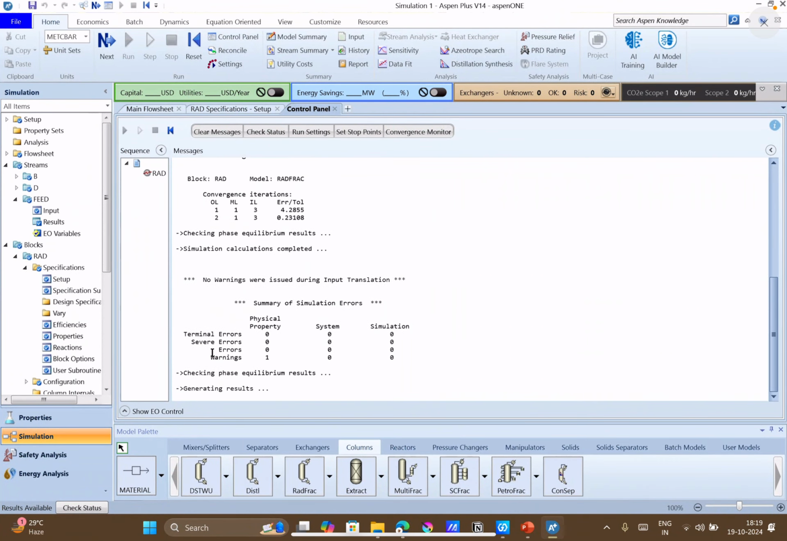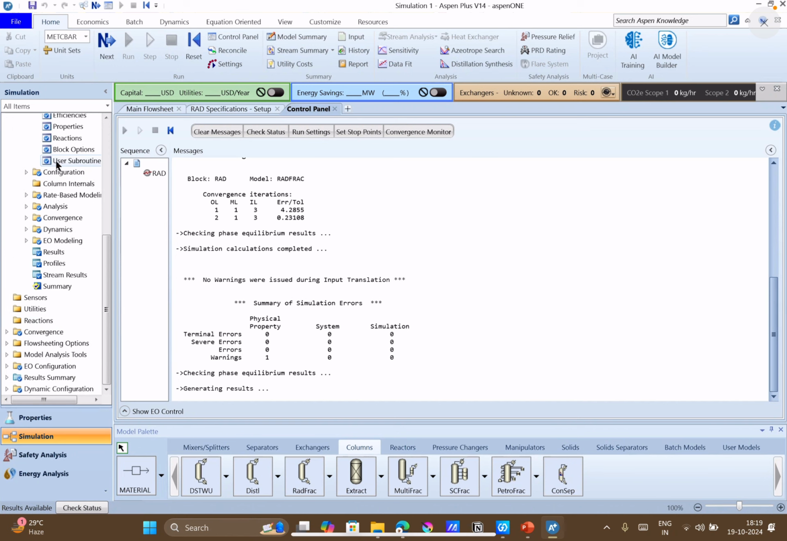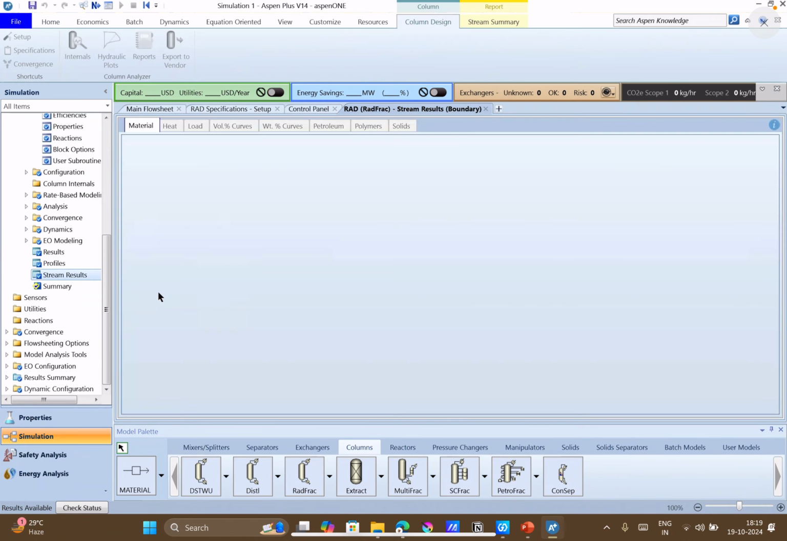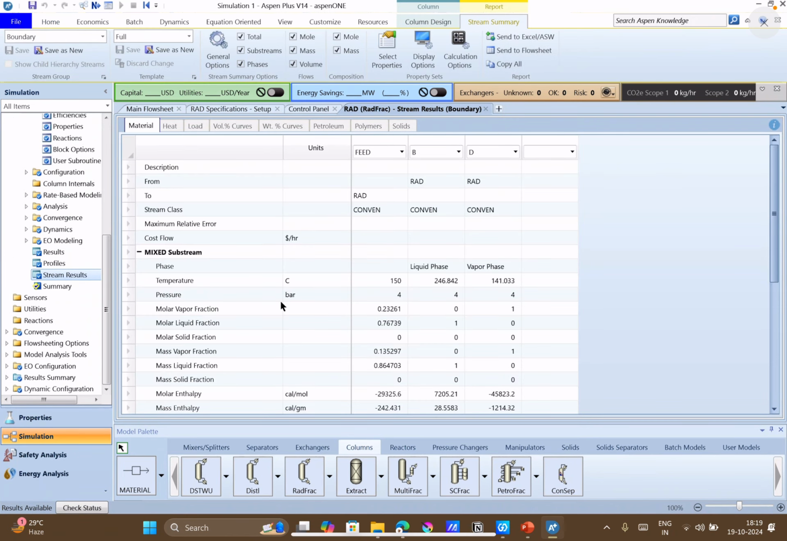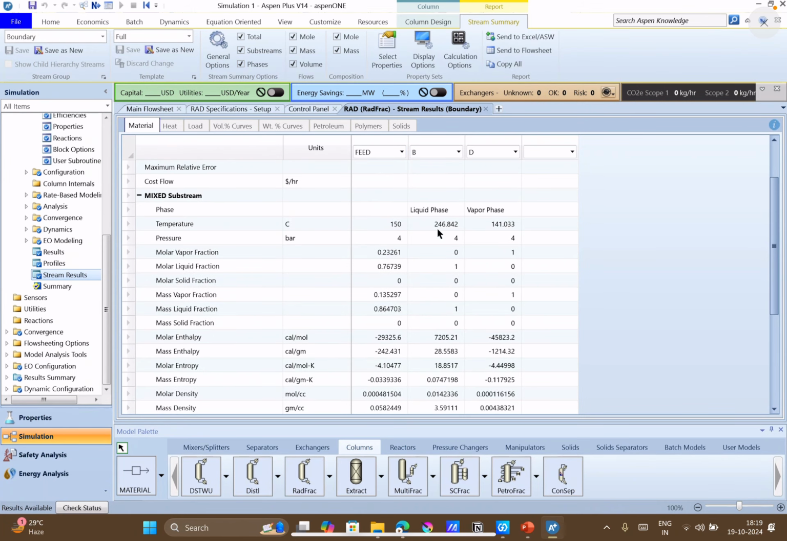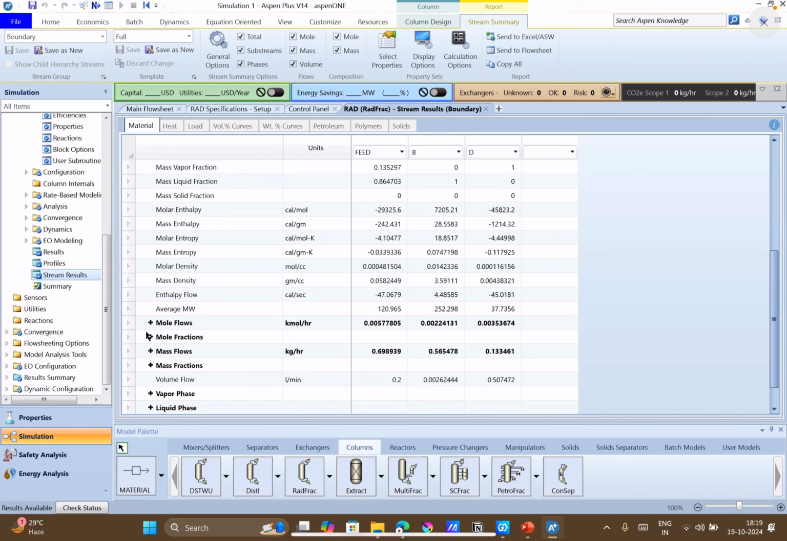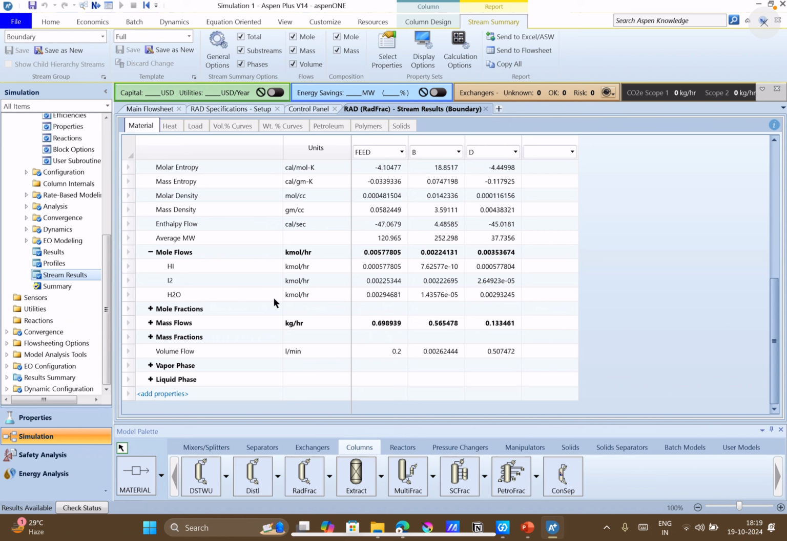It's completed. Let's look at the column results. So we will see the stream results. At the bottom, which is in liquid phase, and the top is in vapor phase. So how much separation is achieved? Let's look at the molar fractions.